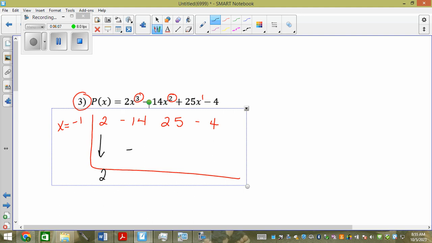2 times negative 1 is negative 2. Add it, negative 16. Multiply 16. Something is wrong.